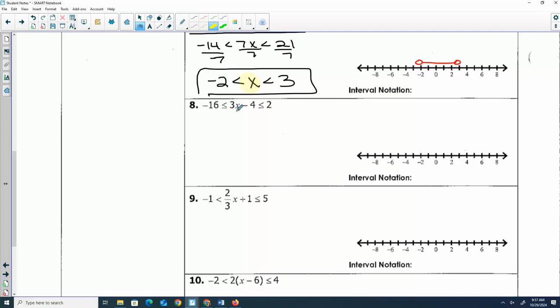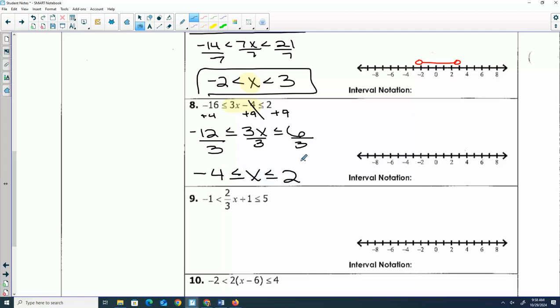So if you're trying to get the x by itself, what did you do first? We do it in the middle, we do it to both ends. So we get negative 12 less than or equal to 3x less than or equal to 6. And then it's x times 3, so we have to divide everything by 3. So we get negative 4 less than or equal to x less than or equal to 2.